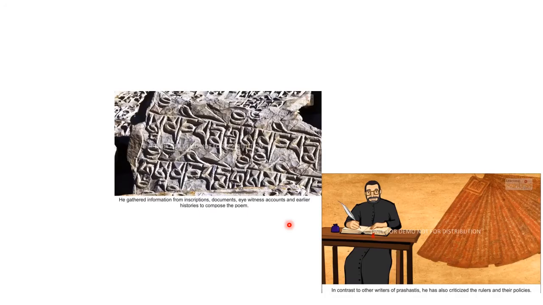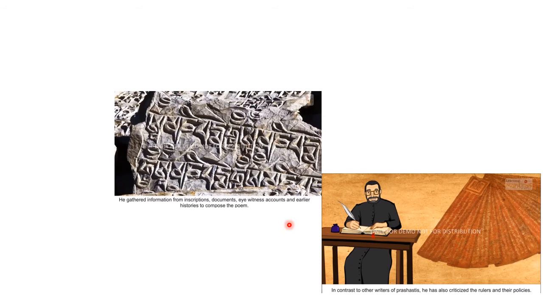Now Kalhana did detailed research for writing about the history of the rulers of Kashmir. He gathered information from various sources of history, from inscriptions, from documents, from eyewitnesses, and earlier histories that were composed on them. He wrote a detailed account. But as you know, the other Prashastris written by the Brahmins were only in praise of the kings, but he did something different. He criticized the rulers and their policies.